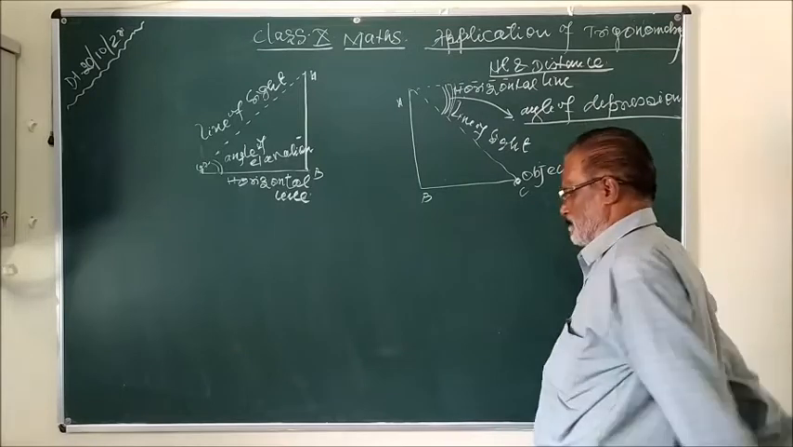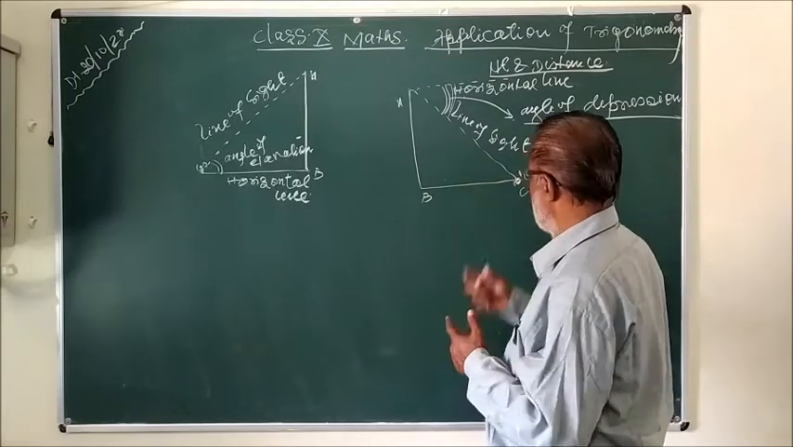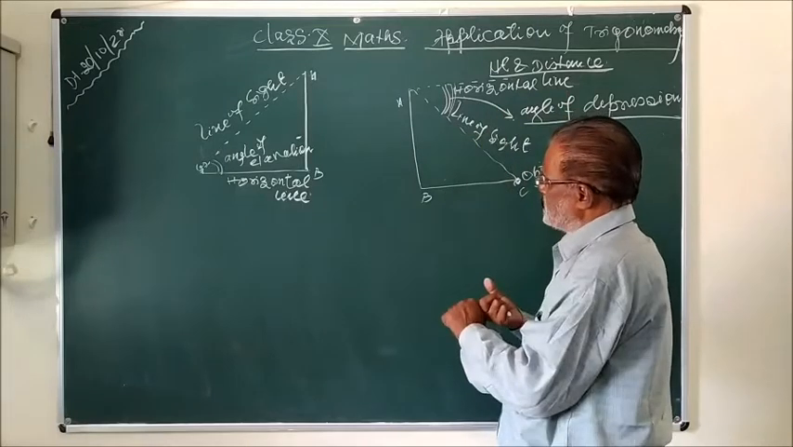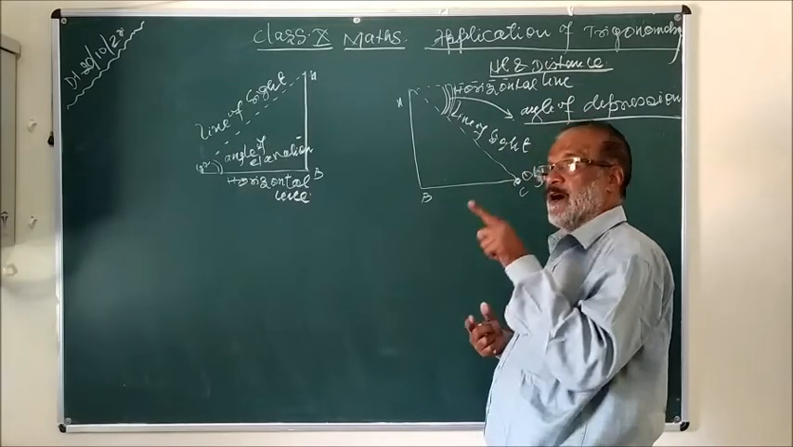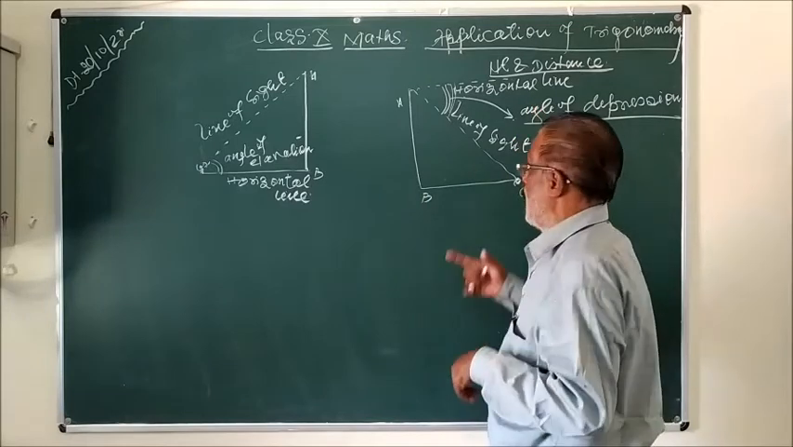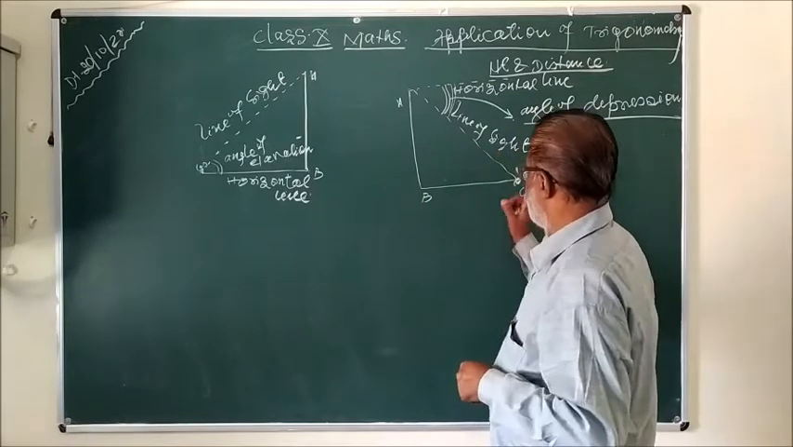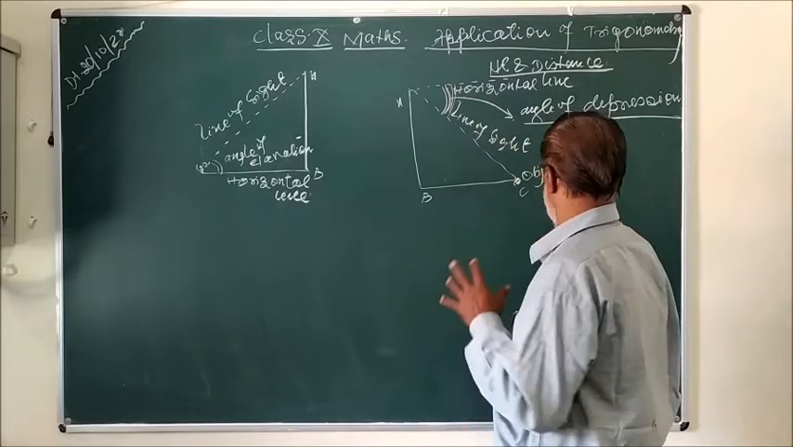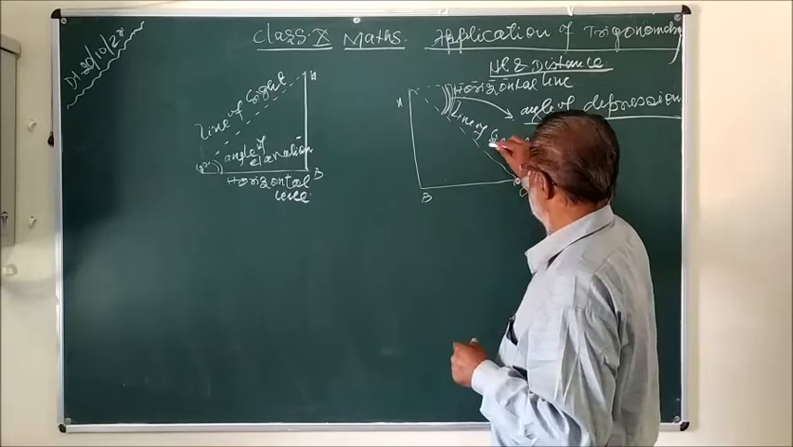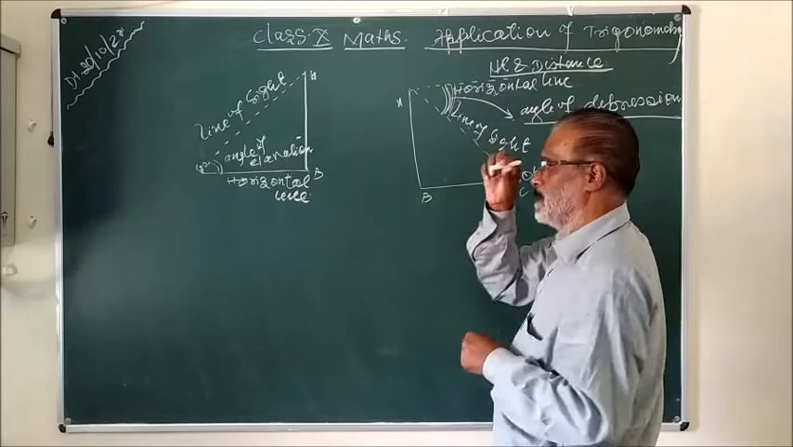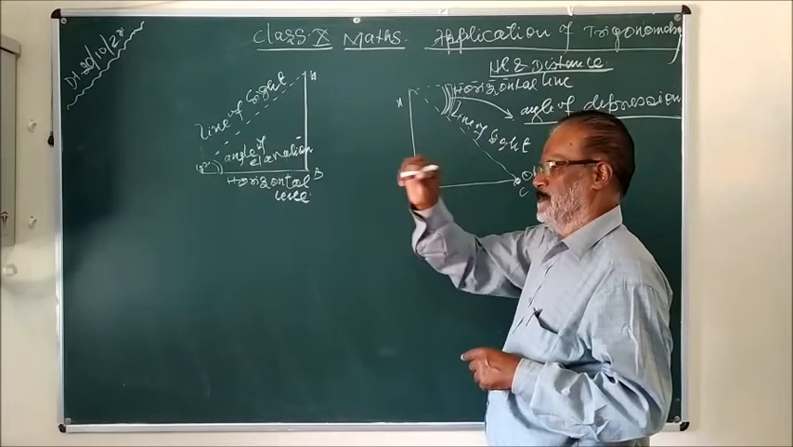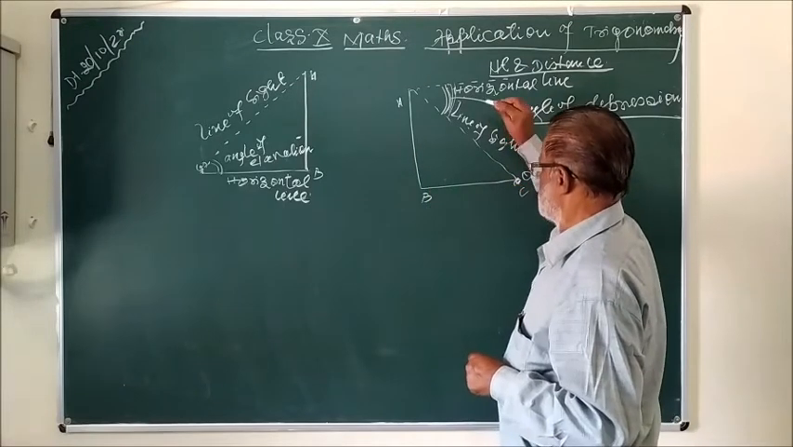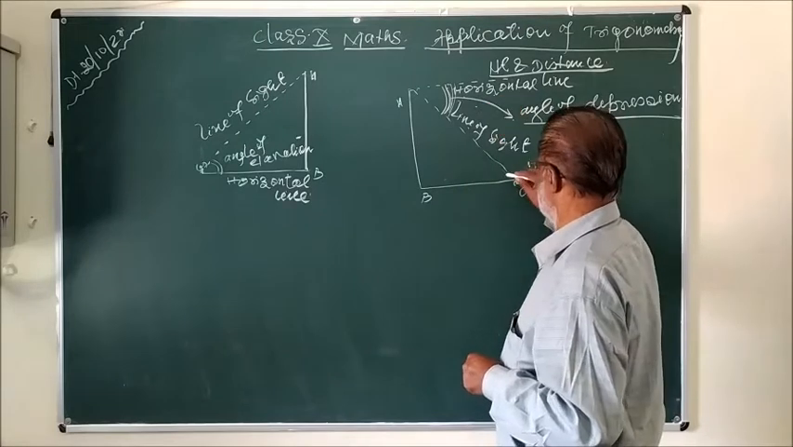So these two terms, angle of elevation and angle of depression. The difference is, angle of elevation is when you are observing the top, and angle of depression is when you are observing the bottom. So angle between the line of sight and the horizontal line, the line parallel to your eyes, is the angle of depression.